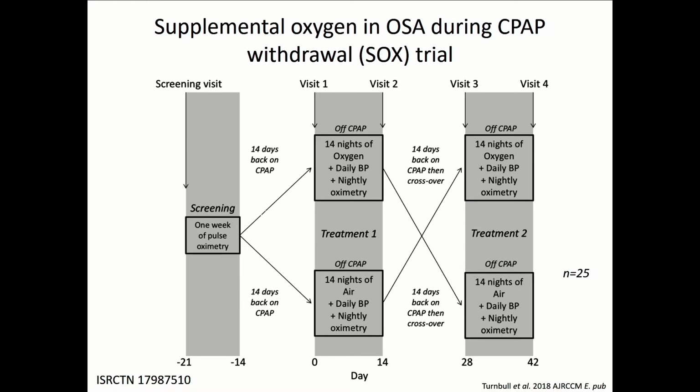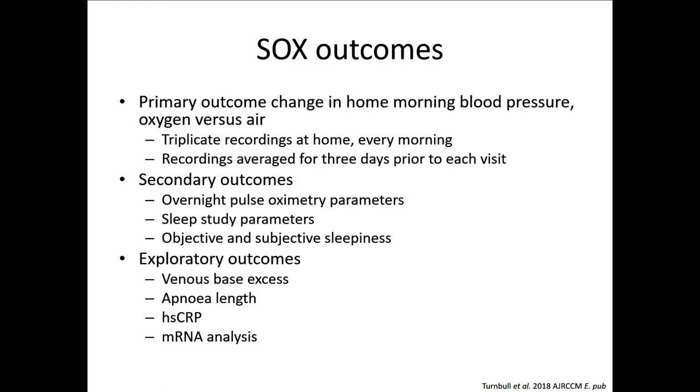Throughout those 14 days of intervention, they measured their blood pressure and nightly pulse oximetry. On the penultimate night of the treatment arm, they measured a limited channel respiratory polygraphy sleep study. Patients then went back onto their CPAP for 14 nights before crossing over. We recruited 25 patients in this model. And our primary outcome was to look at the change in home morning blood pressure, oxygen versus air.